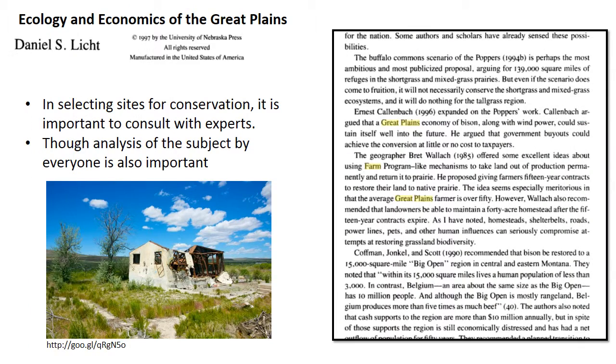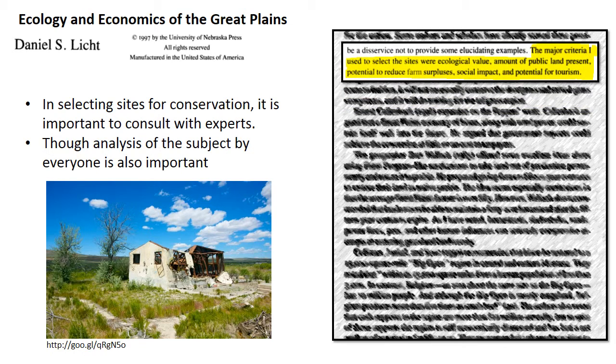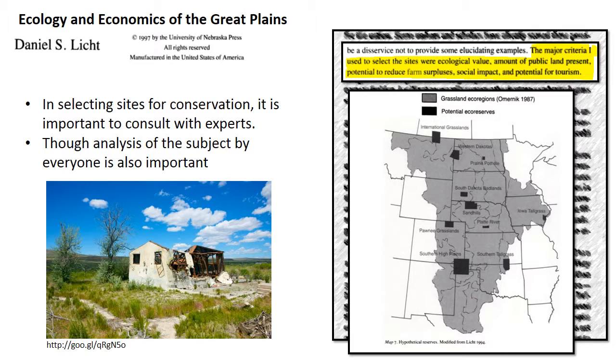In selecting sites for conservation, it is important to consult with experts, but it is also important to analyze the subject on your own. In this article, the author did his own analysis of ecoreserves in the Great Plains. His major criteria were ecological value, amount of public land present, potential to reduce farm surpluses, social impact, and potential for tourism. This kind of analysis is the basis for the GIS analysis used in this project.